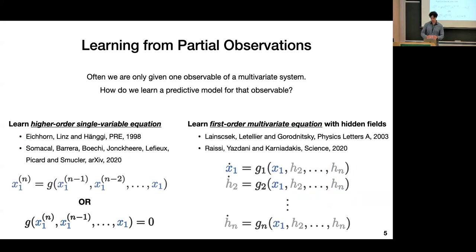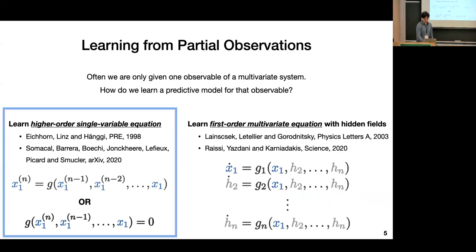So there are two contrasting approaches. There are two ways to really think about this problem. One is to try to write down a model for x1 just in terms of itself and its higher order derivatives, or in the discrete time case, time lags. So I'm going to give a quick review of why this is even possible to do.